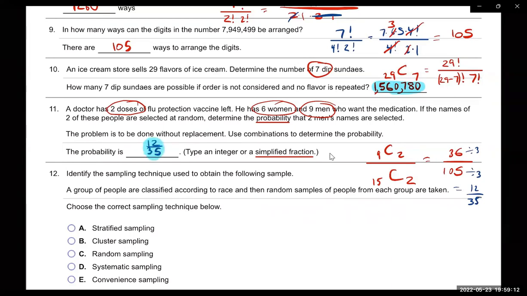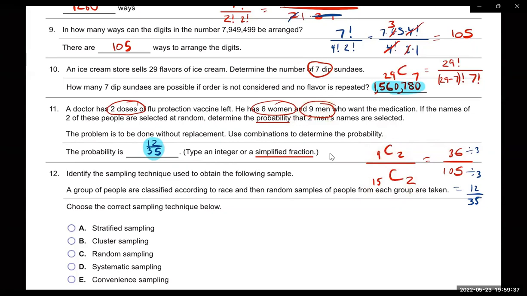So this one's a little bit harder, because whenever you see the word probability, you need a fraction. And the denominator is all the possible possibilities. In this case, there's 15 total people and you're choosing 2. In the numerator, they ask, what's the probability that 2 men are selected? There's only 9 men, so 9 choose 2 is your numerator. All right, so let's see if we got that one right.